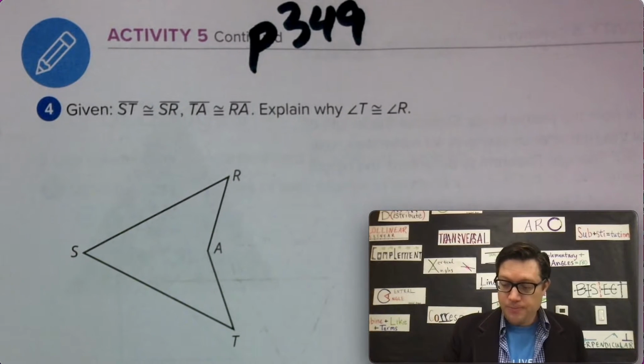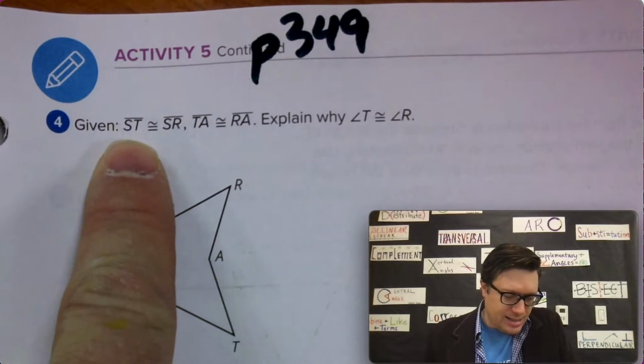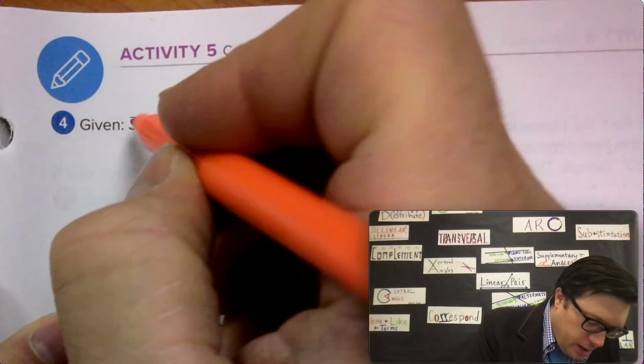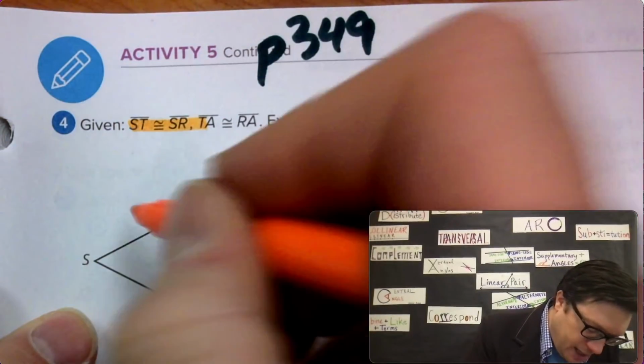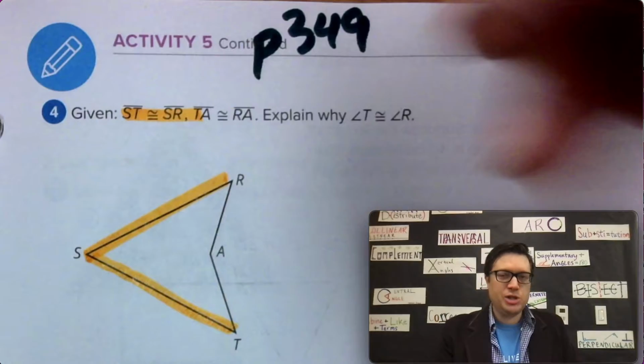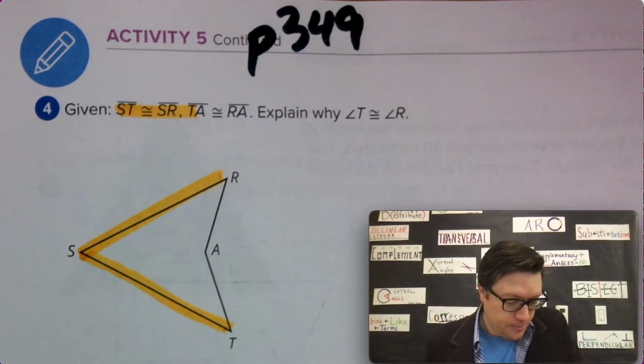I got something to write with, got some highlighters, do math in color, and let's go. Given ST is congruent to SR, color matters. So ST is congruent to SR. I'm going to draw a line through SR and through ST, just so we know that's what I'm talking about for congruence.